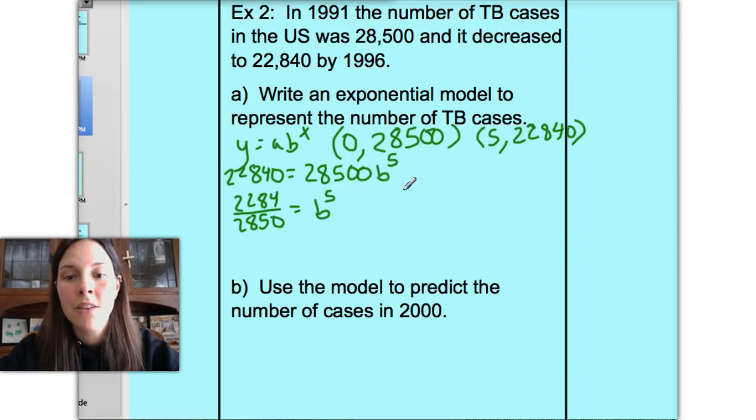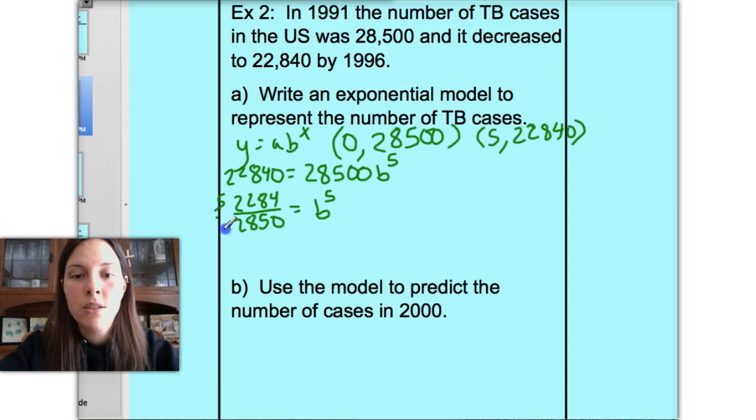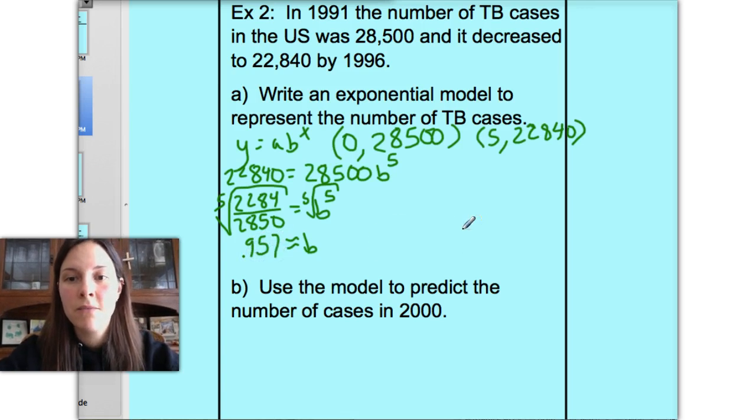And the way to cancel a 5th power is by taking the 5th root of both sides. So I'm going to take the 5th root of this fraction. Make sure that you use parentheses when you're typing that into your calculator. And this gives you your b value. And I got, rounded to the nearest thousandth place, 0.957. So then we write our exponential model, substituting in the a value that we got for the initial amount and the b value we solved for.